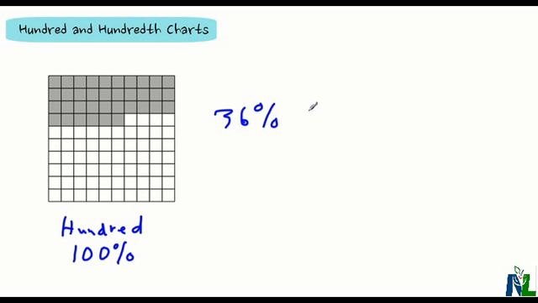Or I can write that as a fraction. It would be 36 shaded out of 100 in total. Or as a decimal, 0.36. Okay, so that's our first 100 chart.